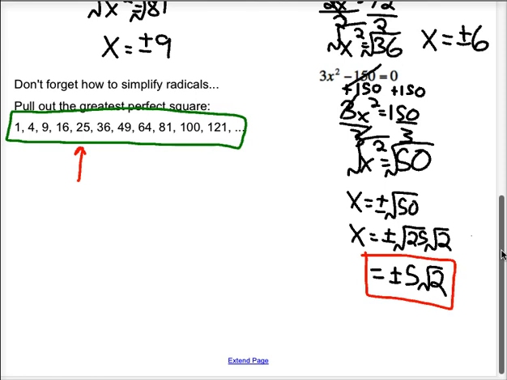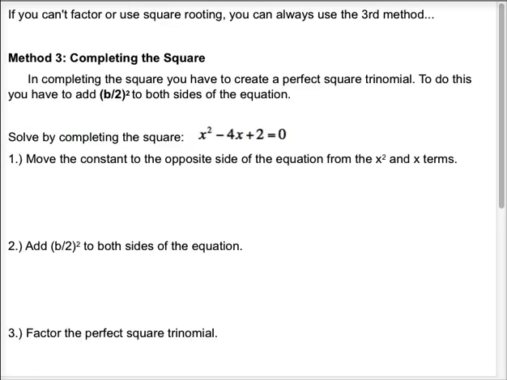But again, this only works when you have the squared term and the constant term. Well, then you might be asking yourself, what do I do if I can't factor? And what do I do if I have that x term, if I can't use square rooting? Well, this is where our third method comes in, all right? Our third method will work on any quadratic. It'll always, always work. So that's kind of a nice feature.